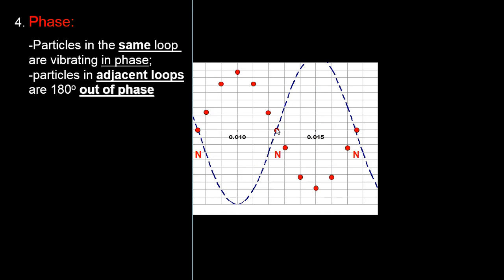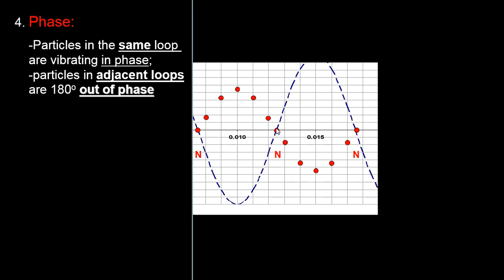So particles in the same loop or same segment, defined by the 2 nodes here, so this is one loop or one segment, all go up together and come down together. So the angle, the position on the circle, is the same. So they are considered in phase.